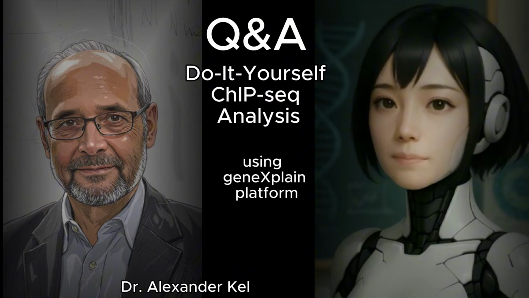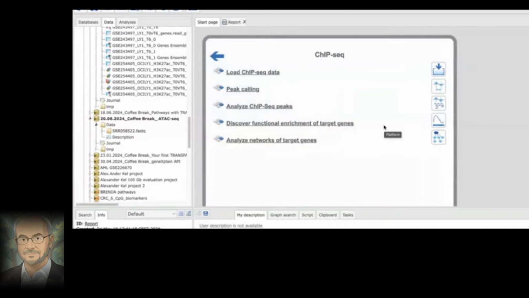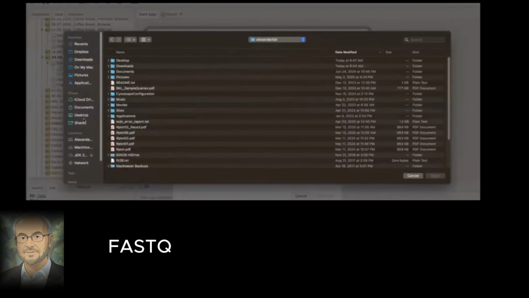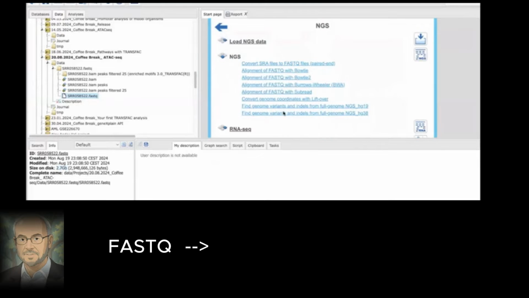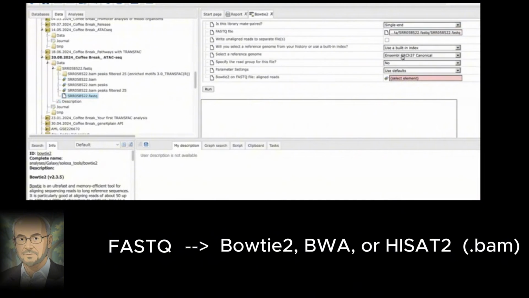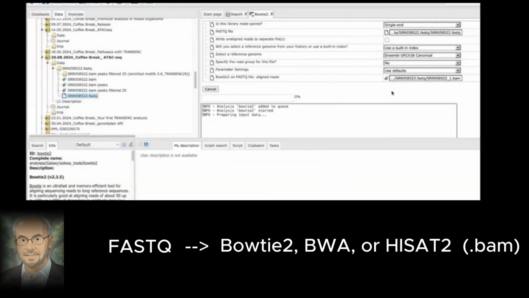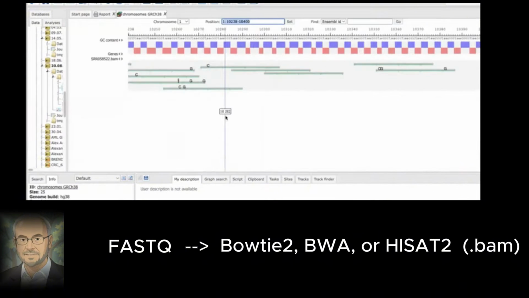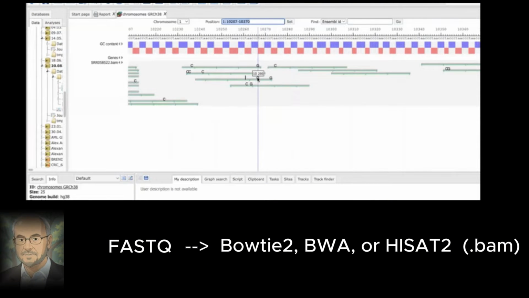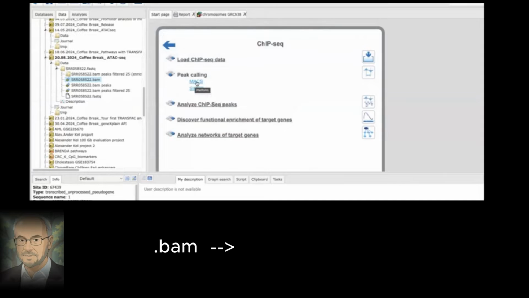What's my first move? We begin with read alignment. You take your raw FASTQ files and align them to a reference genome using tools like Bowtie2, BWA, or HiSat2. This step tells you exactly where in the genome each sequencing read belongs. Once the reads are aligned, we move to peak calling.